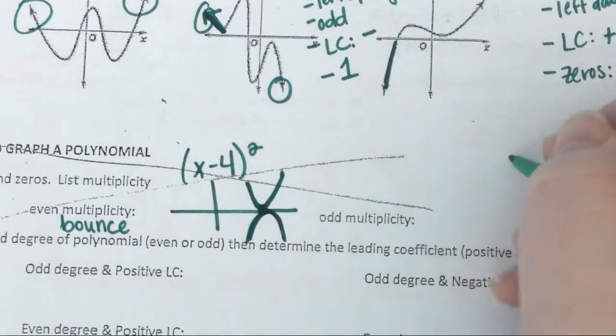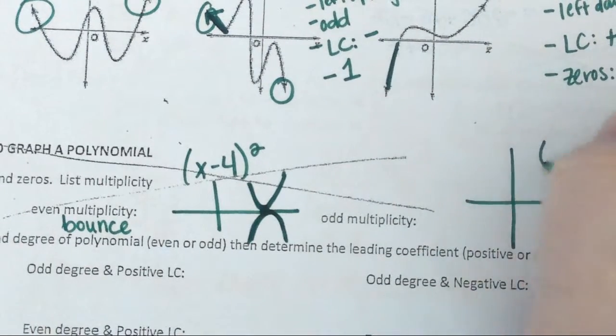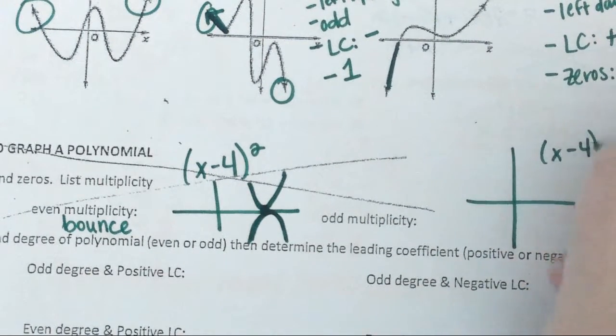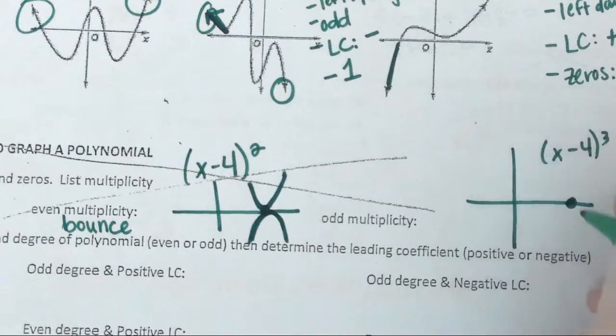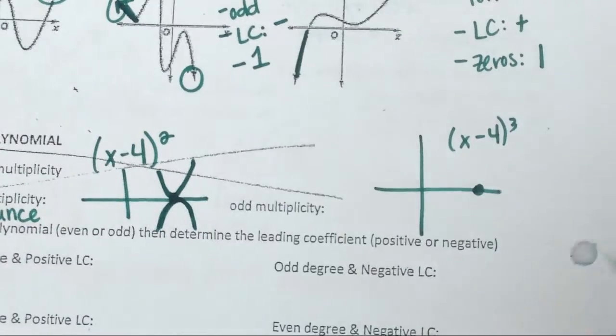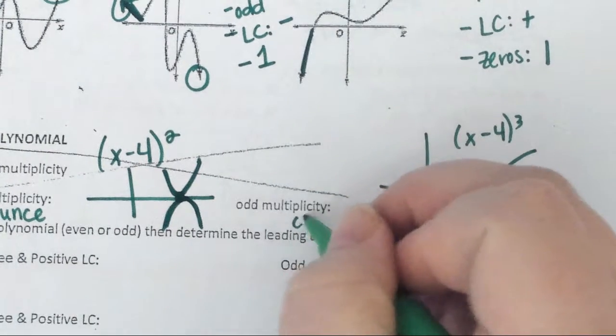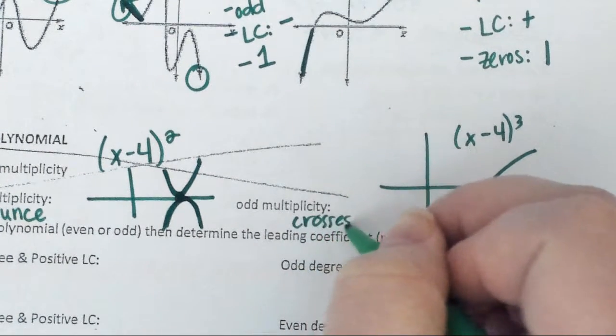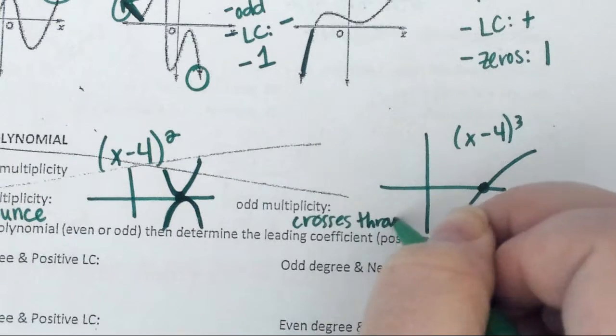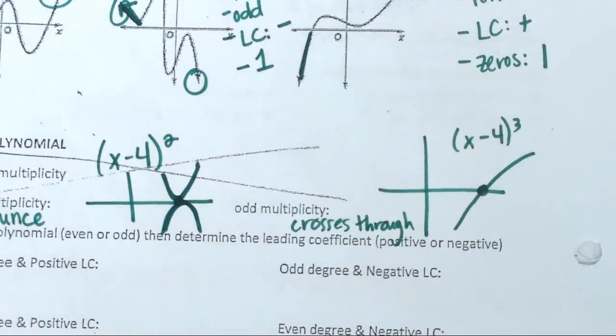Odd multiplicity stinks. Bless odd's heart. So if you had x minus 4 to the third, it doesn't actually get to do anything fun there. It might just cross through. It just crosses. It only gets to have the cool bounce if it's an even multiplicity, like a 2, 4, 6 exponent.